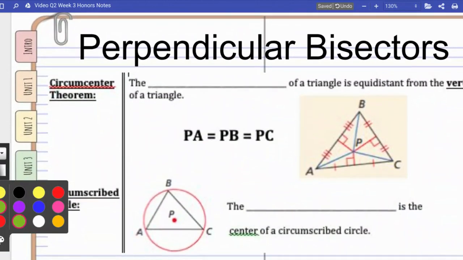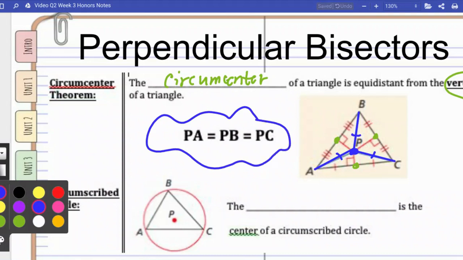So the circumcenter of a triangle is equidistant from the vertices. So if you look here, the red lines in my picture represent the perpendicular bisectors. Okay, you have three midpoints, and they go up at a 90-degree angle from those midpoints. But the real kicker here is they all meet at point P. Point P is my circumcenter. But the distance from P to B and from P to A and from P to C is exactly the same. Those three distances are the same.